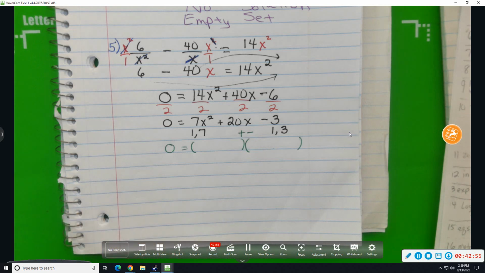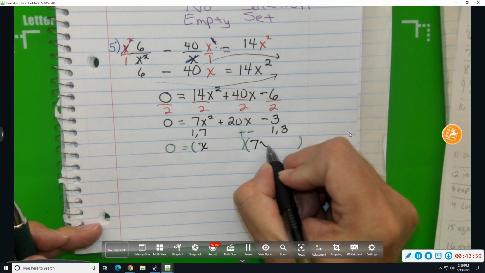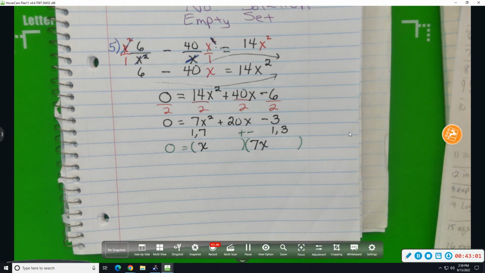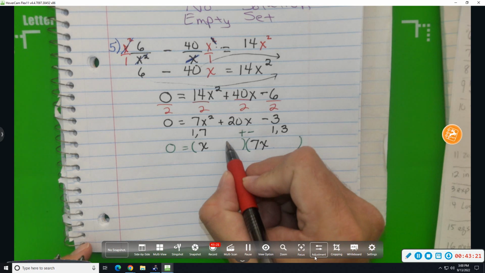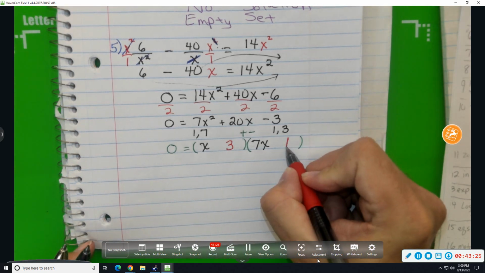Now, 1x times 7x. How can I play around with that 1 and 3? How can I put them so that I'll get a 20x? Takes a lot of thought here. If I put the 1 there, that's a 7x and a 3x. That's not giving me a 20x. So maybe try putting the 3. And once again, this is trial and error. We're just going through the possibilities in our head.